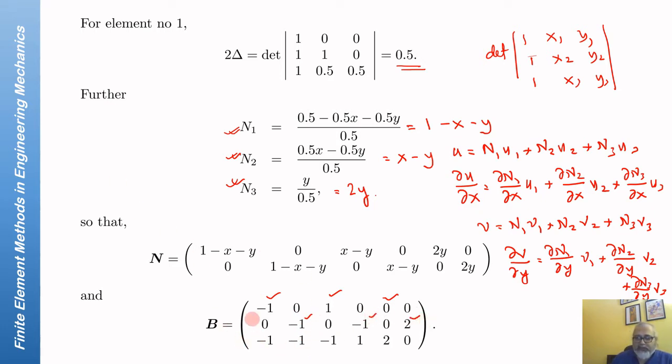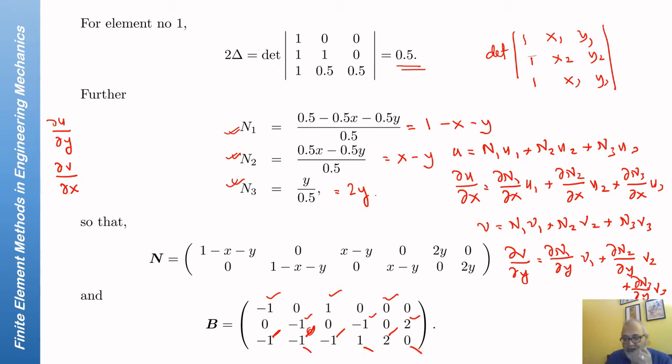And then for epsilon xy, you need to calculate del u del y and del v del x. So del u del y will involve del n1 del y, del n2 del y. So del n1 del y is this, del n2 del y is this, and del n3 del y is this. Similarly, this will involve del n1 del x, which is this, del n2 del x, which is this, and del n3 del x, which is this.